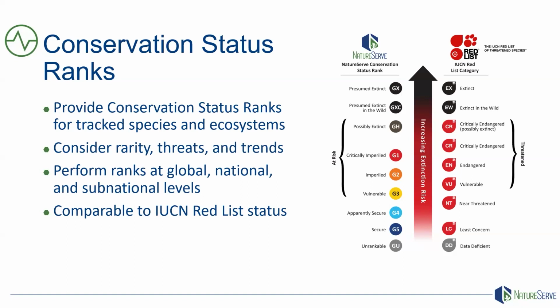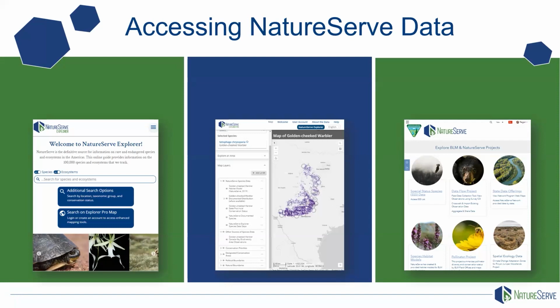NatureServe is an IUCN Red List collaborator, and our conservation status ranks are roughly comparable to Red List categories, as shown here in the image. We will describe our conservation status rank methodology in more detail in Part 2C of this training. So now that you have a better understanding of the data we develop and manage, let's talk about how you can access this information. There are 3 basic ways.